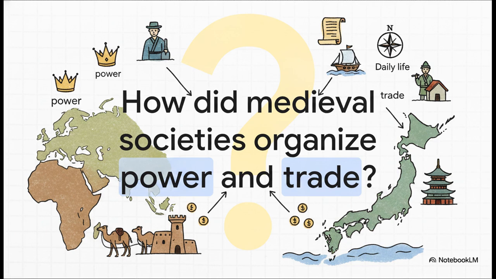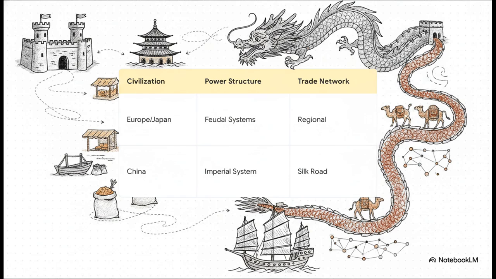Which brings us to the essential question. How did medieval societies organize power, belief, trade, and daily life? You're going to investigate exactly how geography shaped the unique cultural developments of these regions. Why did a massive empire in West Africa develop so differently from an island society in Japan? Geography and trade provide the ultimate clues for sure. For instance, look at how medieval Europe and Japan utilized feudal systems, these highly localized power structures relying mostly on regional trade.